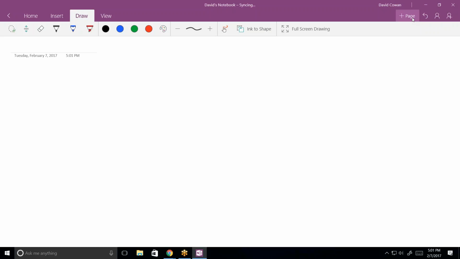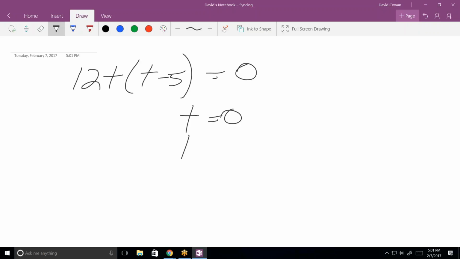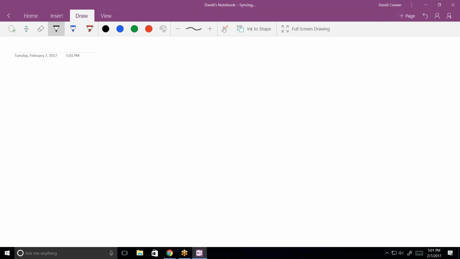12t, and in parentheses, t minus 5 equals 0. Okay, what's the answer here? T equals 0 and t equals 5. Okay, what else? Negative 2v, and in parentheses, v plus 1 equals 0. All right, these are all the same basically.